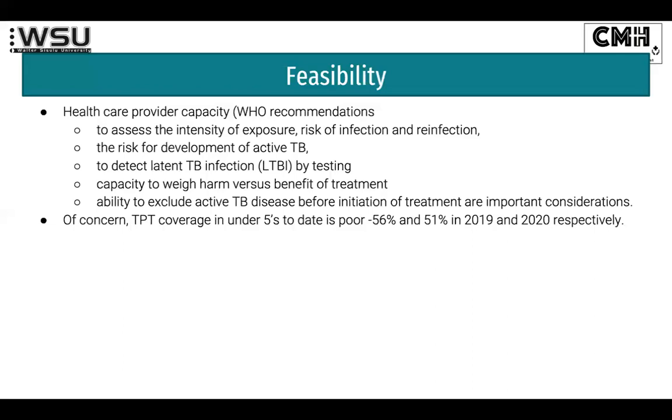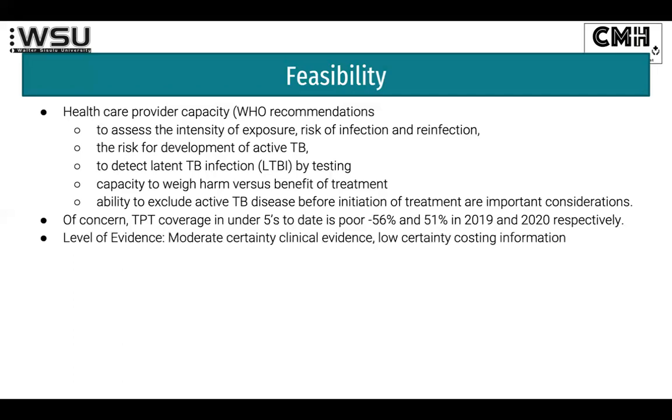So at the moment, we're supposed to contact trace all our under 5s. Only in 2019 and 2020, only 56% and 51% of those children were actually put on that INH. So we're not doing our current contact tracing program very well at all.